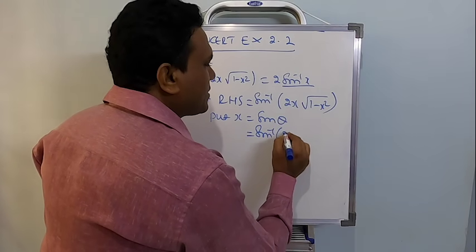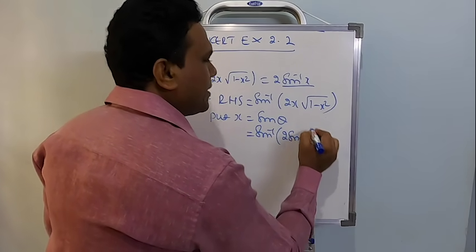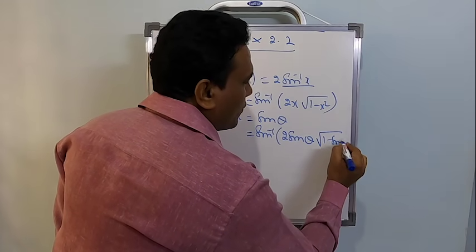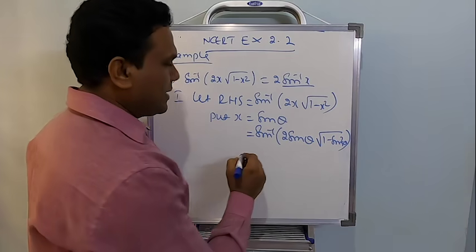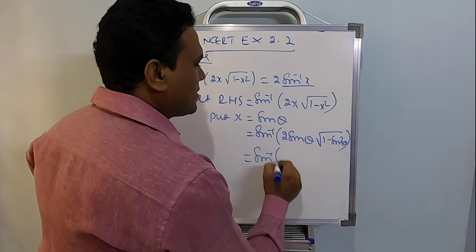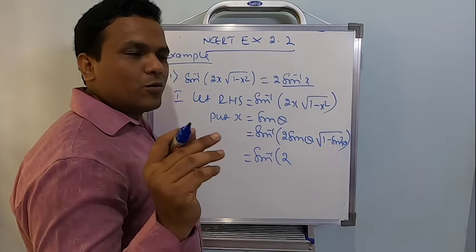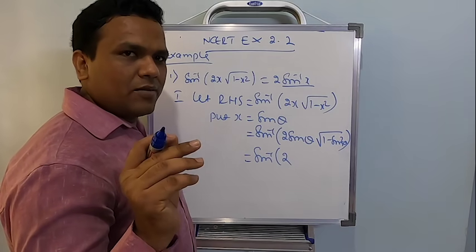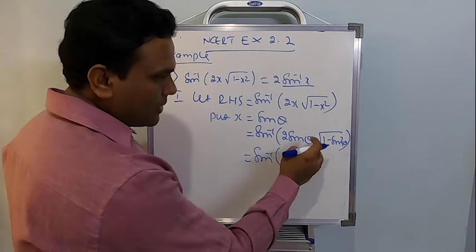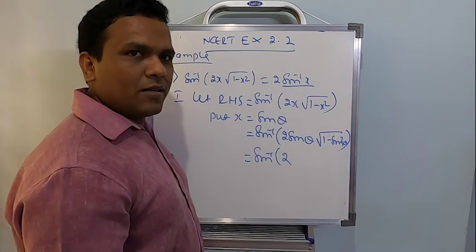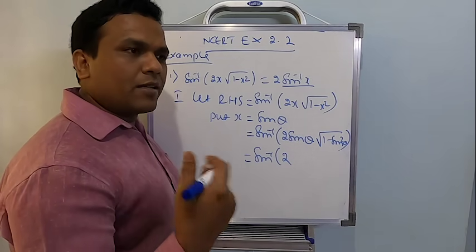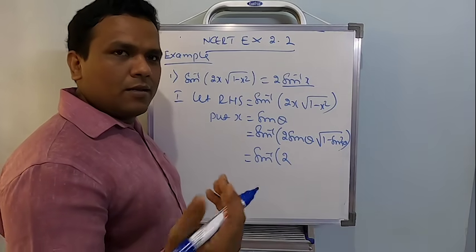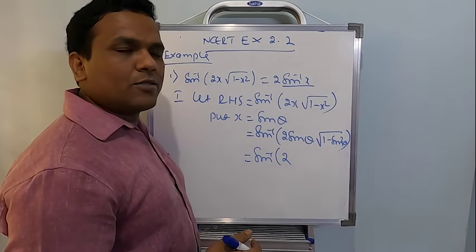So this will be sin inverse of 2 sin theta multiplied by root of 1 minus sin square theta. What is root of 1 minus sin square? Cos theta. Those who are ready with the first year trigonometric formulas will understand very quickly. Root of 1 minus sin square is cos theta. You have studied this in first year, and if you can recollect the formula whenever I use it, then nothing can stop you.